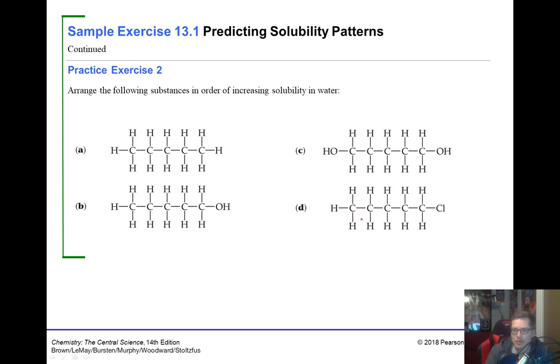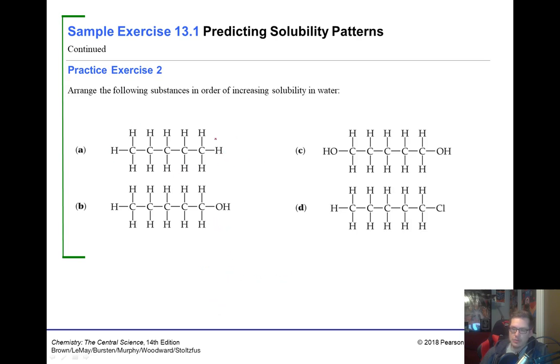Okay, here we go. Arrange the following substances in order of increasing solubility in water. So we're going to go A, B, C, D. Arrange them in increasing solubility. So we've got hexane here, hexanol. Ooh, we've got a diol here, two alcohols on this hexane. And then you've got this chlorine group, chlorohexane.